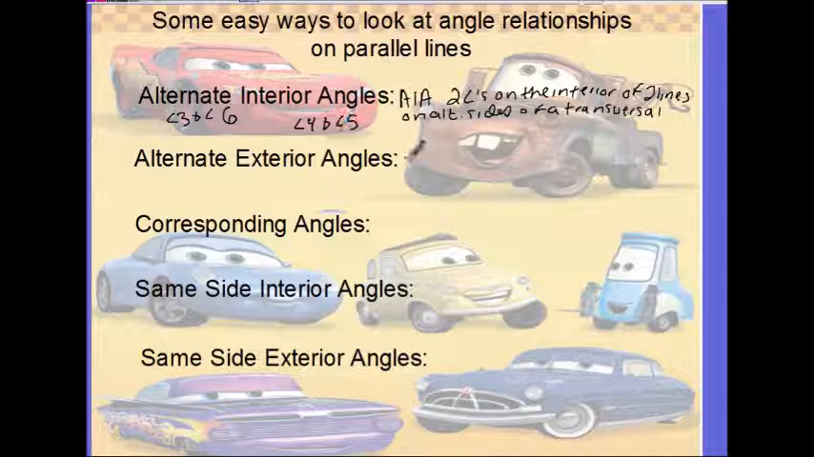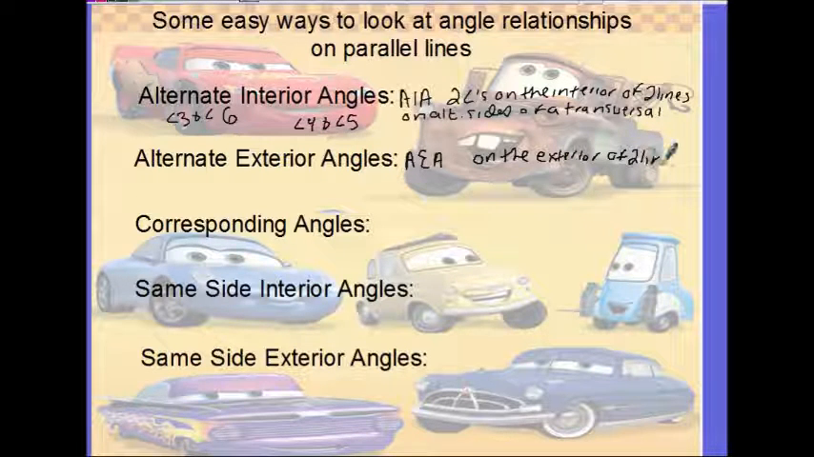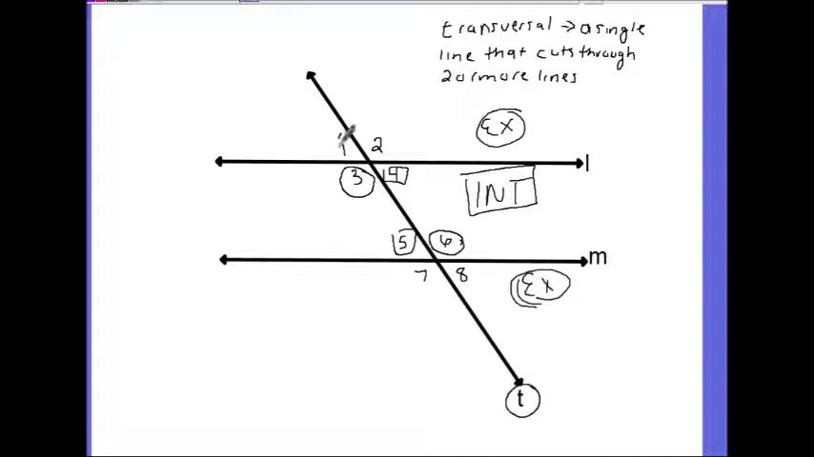Next we have alternate exterior angles, AEA. Now, alternate exterior angles are similar to alternate interior angles, except that they're on the exterior of two lines, but still on alternate sides of a transversal. So let's take a look at those. If I was to do angle 1, angle 1 is on the left side, exterior of the top line. On the right side, exterior would be angle 8. 1 and 8 is going to be our first set.